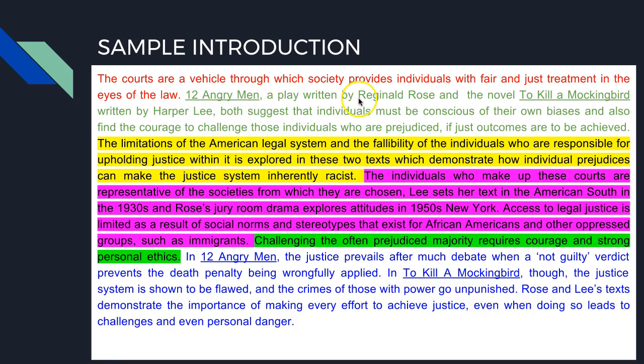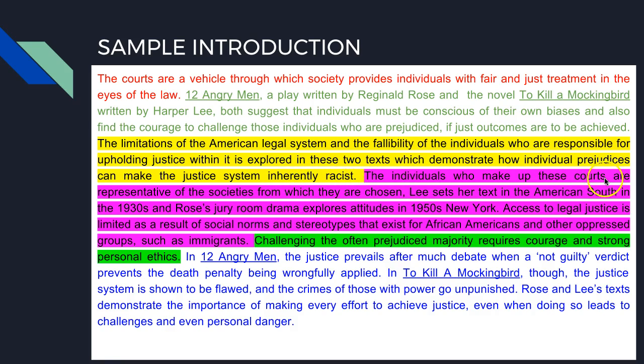12 Angry Men, a play written by Reginald Rose, and the novel To Kill a Mockingbird, written by Harper Lee, both suggest that individuals must be conscious of their own biases and also find the courage to challenge those individuals who are prejudiced if just outcomes are to be achieved. The limitations of the American legal system and the fallibility, which means imperfect, of individuals who are responsible for upholding justice within it, is explored in these 2 texts, which demonstrate how individual prejudices can make the justice system inherently racist.